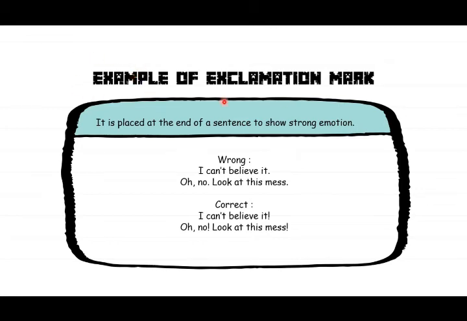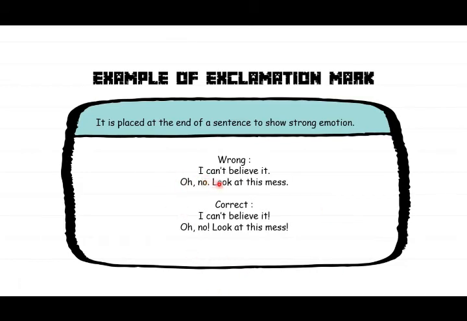Moving on to example of exclamation mark. Exclamation mark ataupun tanda seru. It is placed at the end of a sentence to show strong emotion. Tunjukkan bahawa dia strong emotion, emosi yang kuat. Okay, the wrong one and the correct one. Okay, look at the wrong one.